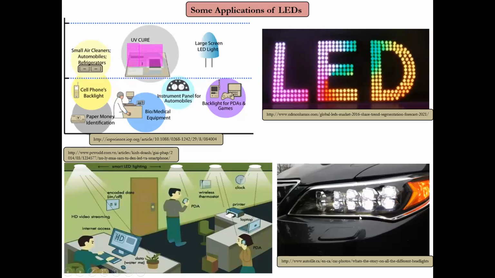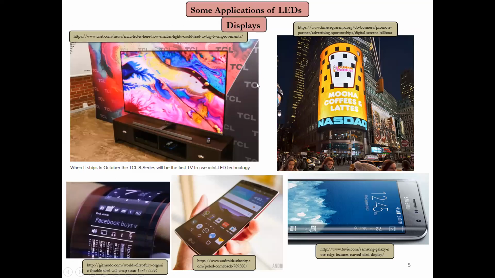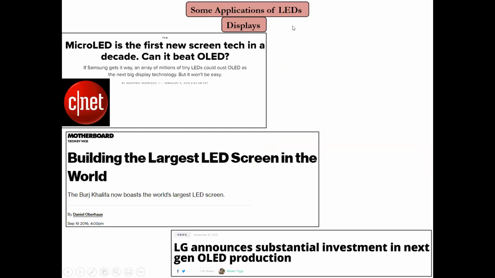Light emitting diodes have taken over the automobile industry: headlights, brake lights, interior, and so on. I was talking about LED displays. This display is in Times Square. Anybody using Samsung Edge phones knows how these curved displays are taking over the world. These displays are not possible without the existence or use of light emitting diodes.